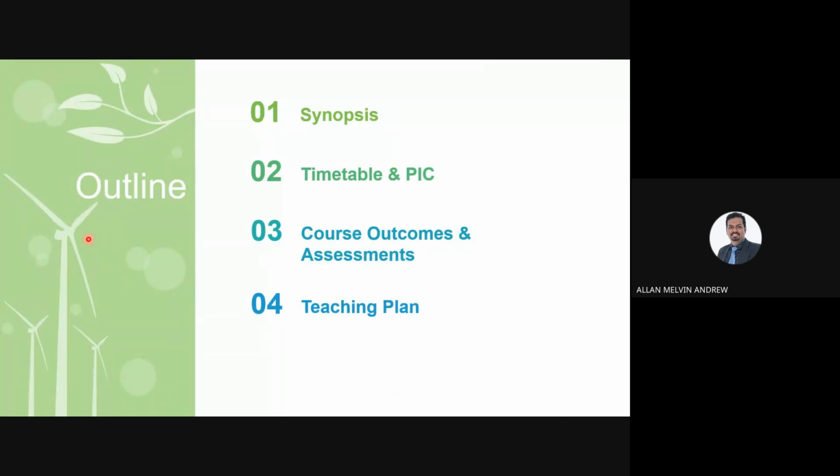Okay, so for the course introduction, I have four outlines here. I have some synopsis on what we're going to study throughout the semester, and the timetables and also person in charge. And number three is course outcomes and assessments related to this subject, and also the teaching plan. The teaching plan I will go through later.